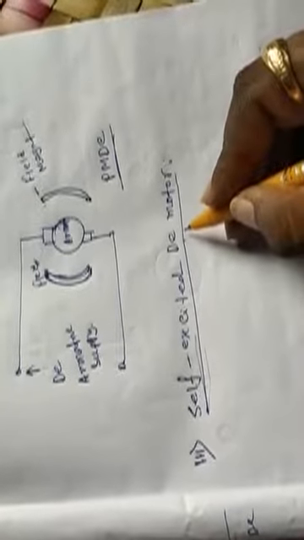Self-excited means the motor's rotation is self-excited. This type of motor is called a self-excited DC motor. In a self-excited DC motor, the field winding is connected either in series, or in parallel, or partly in series and partly in parallel to the armature winding.